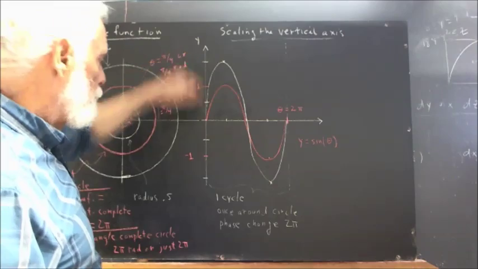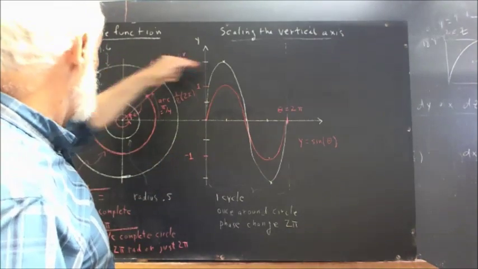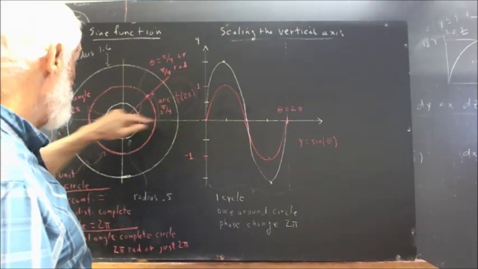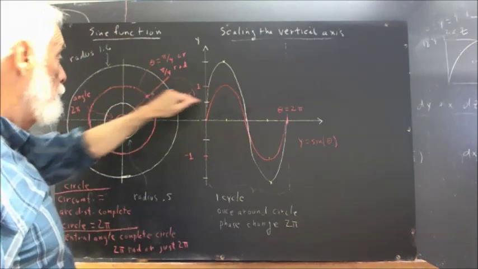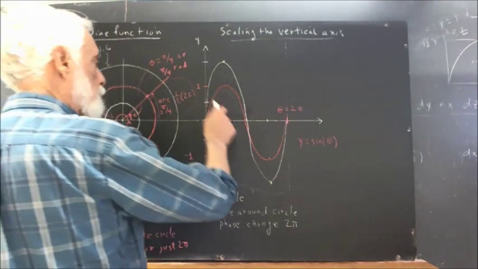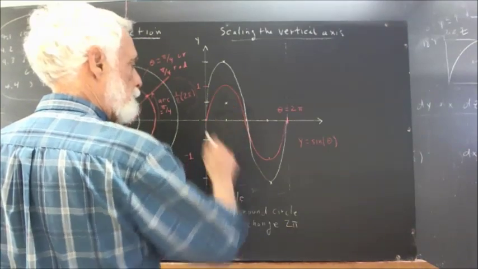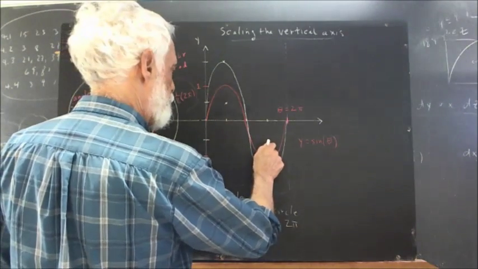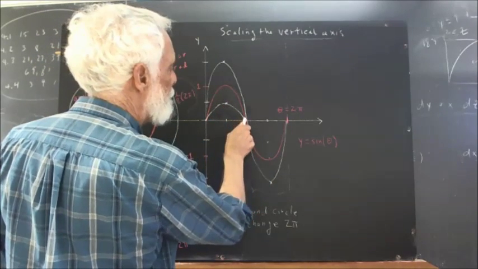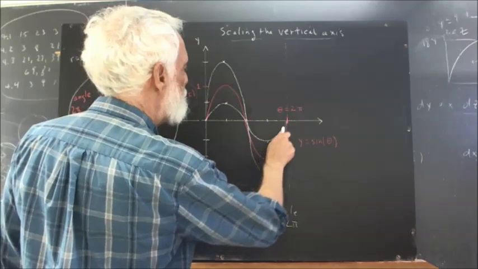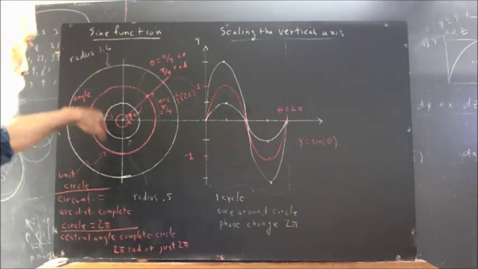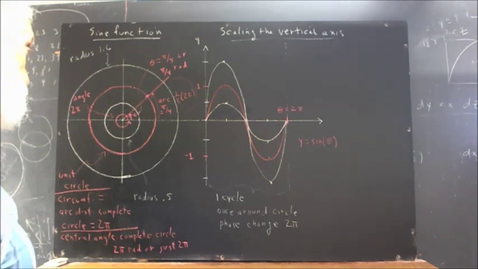Now I've marked the points where the y-intercepts of the bigger circle project, and also the points where the y-coordinates of the smaller circle project. So I could also draw a curve representing the sine function we would get if we used the smaller circle.